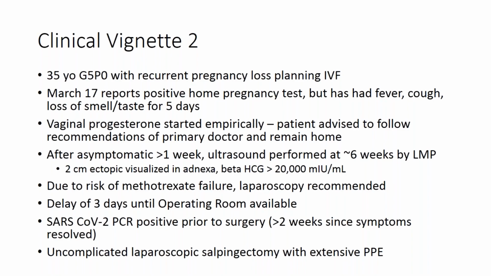Normally, we would have confirmed the pregnancy and monitored it with serial beta HCG, but instead we had to wait for her to become asymptomatic for at least a week, at which point she was more than 6 weeks from her last period, and on ultrasound, an ectopic pregnancy was visualized, and her HCG level was over 20,000.